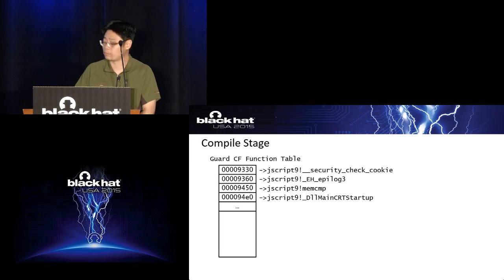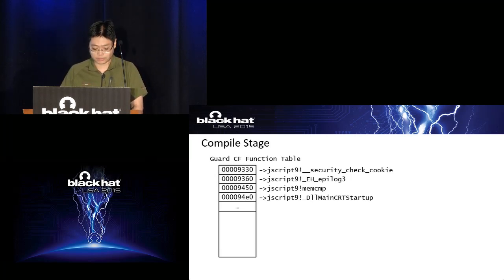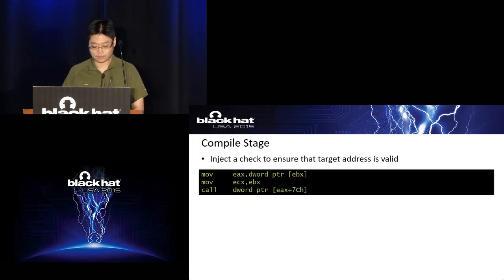Now this is an example of that table. It's an RVA list. The compiler will analyze the program and find every location that any indirect jump will arrive at, and store that info in this table. So these are the valid target addresses. And the compiler will also inject a check to ensure that the target address is valid.